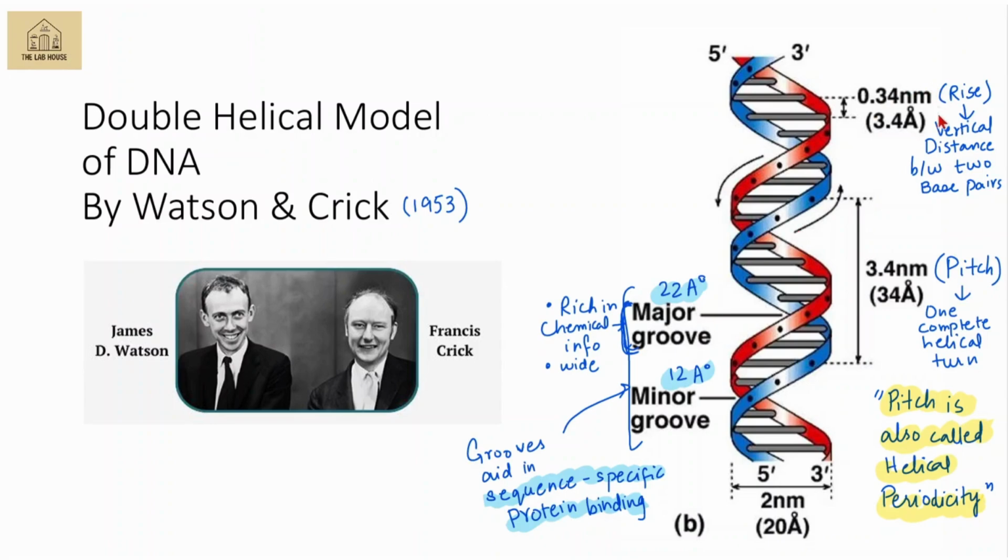Now what is rise? The vertical distance between two base pairs. As you can see, these are the two base pairs and the distance between them is 0.34 nanometer or 3.4 angstrom. Now what is pitch? One complete helical turn of DNA, that is about 3.4 nanometers or 34 angstroms. Pitch is also called helical periodicity.